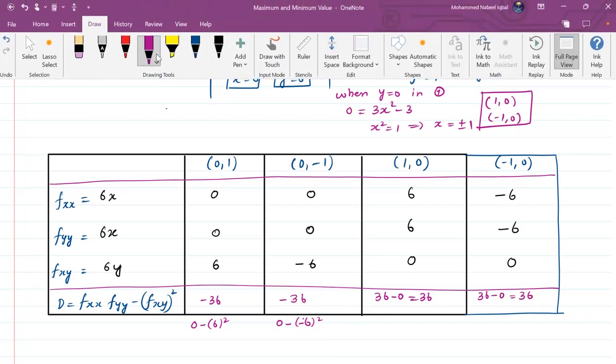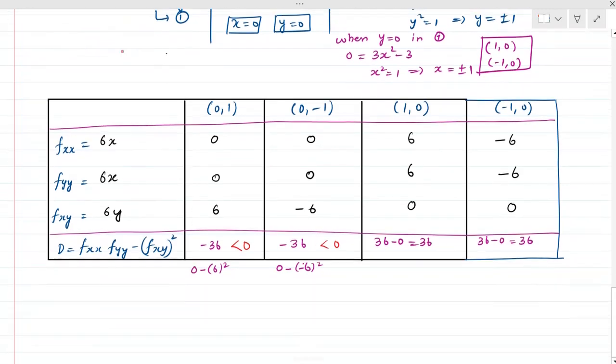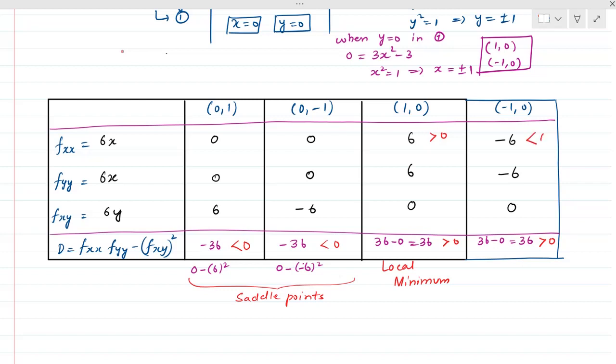Now we will see which is more than and which is less than 0. This is less than 0. This is also less than 0. Therefore, these two are saddle points. No need to check fxx. Now this one is more than 0 and fxx is also more than 0, so it is a local minimum. Here D is more than 0 but fxx is less than 0, so here we have a local maximum.